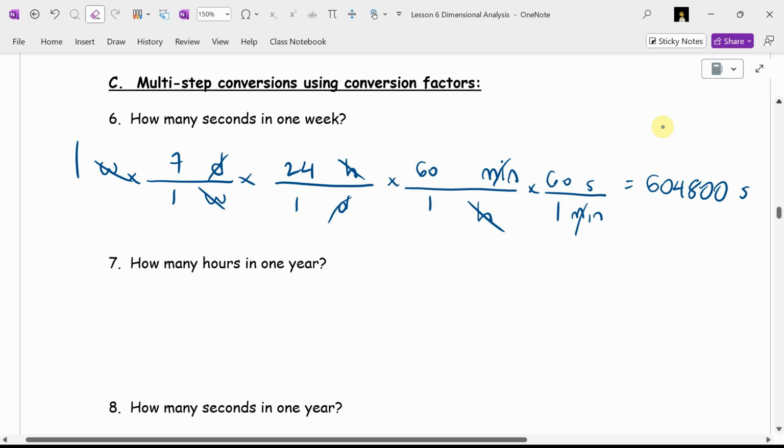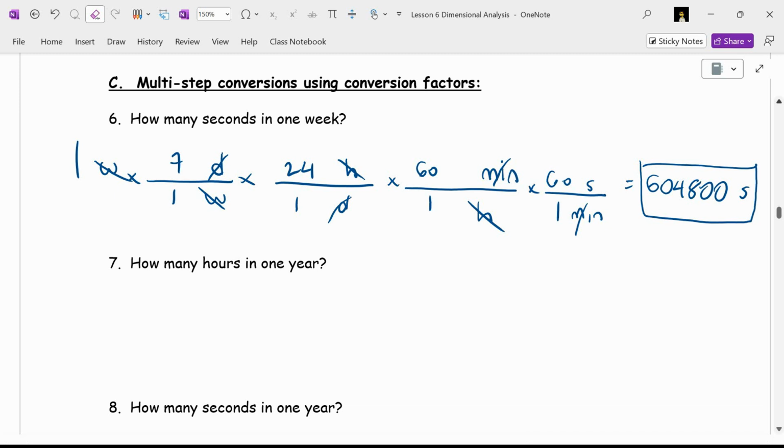Mr. Dueck, yeah, Terrence. What about sig figs? Generally, for unit conversion, we ignore the sig figs. We assume it's actually not 60 seconds in 1 minute because it's defined that way.